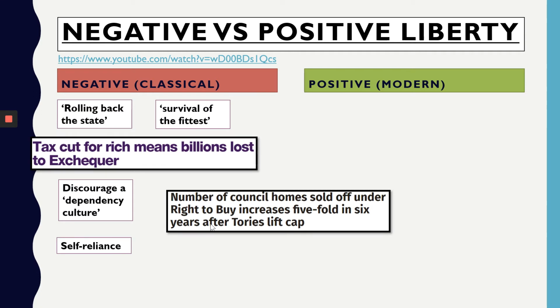Now, on the one hand, this is an example of classical liberalism because it's showing how people can become independent and not rely on the state. If I buy a council home, I then become a property owner and I am independent. I'm not relying on the government anymore for housing. On the other hand, you could say it's modern liberalism because the state is enabling somebody to become free. They're giving them that opportunity. They're reducing the cost of the house in the first place so that they can become free. So some would say it's an example of positive freedom, some would say it's an example of negative. Not all examples are completely clear-cut.